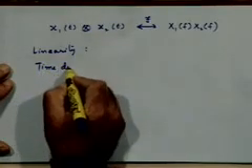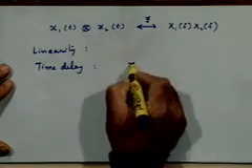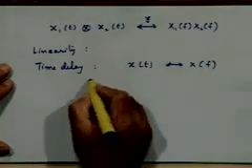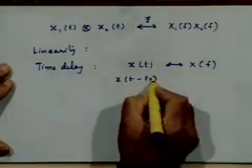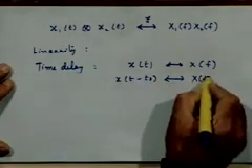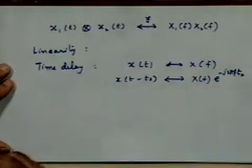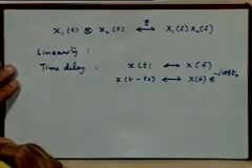Linearity means the Fourier transform is a linear operation. That means if I take a linear combination of two signals, the Fourier transform would be a linear combination of the corresponding Fourier transforms of the two signals. And the time delay property, let me just briefly mention that. If x(t) and X(f) are Fourier transform pairs, then x(t minus t0) will have a Fourier transform which is X(f) e to the power minus j2 pi f t0. That's the time delay property.